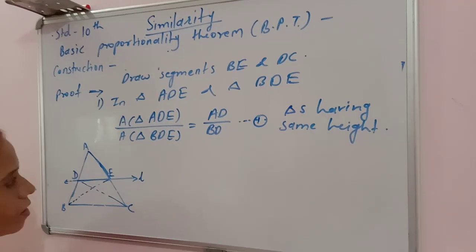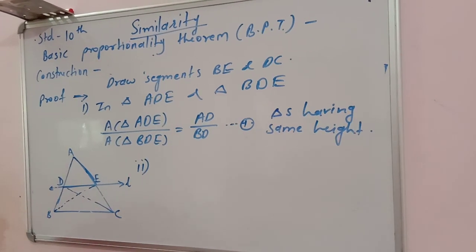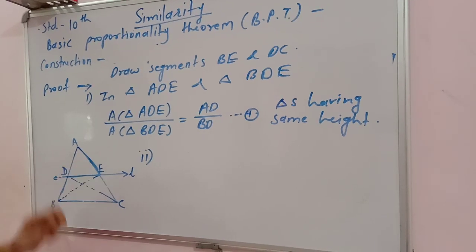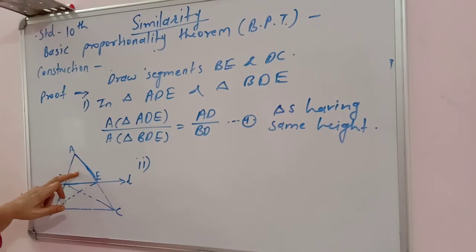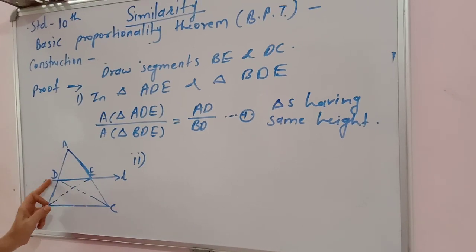Then we will consider another two triangles. Now second. Now this is finished. You understand this. Now take these two triangles. Which triangles? Again triangle AED, the same triangle, and triangle CED.